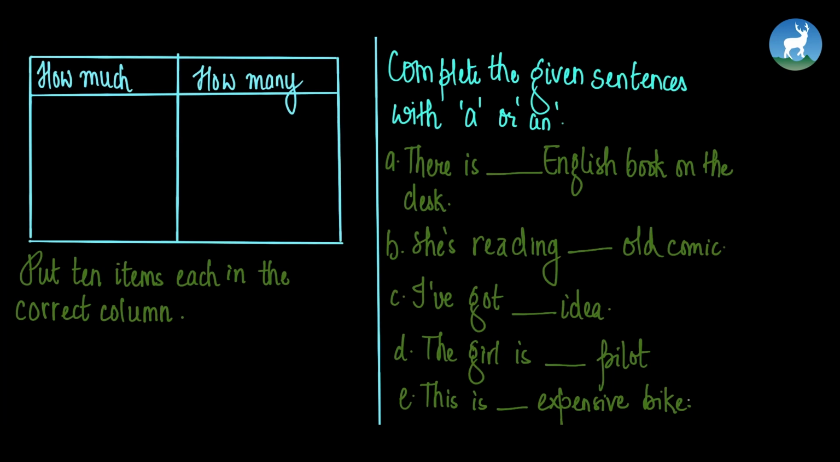So kids, as you see on the screen, there are 2 assignments provided. In the first part, you'll have to put 10 items each in the correct column. That means 10 items for how much and 10 items for how many. Remember, for the things that can be counted, we use how many, and for the things that cannot be counted individually, we use how much. Likewise, in the second part, we have 5 questions given and you'll have to complete the given sentences with a or an. Use the rules of a and an and fill in the gaps given.